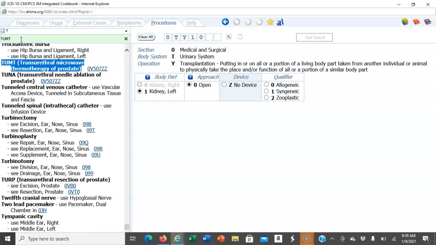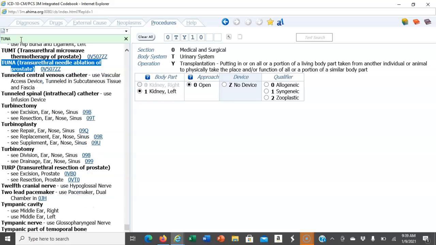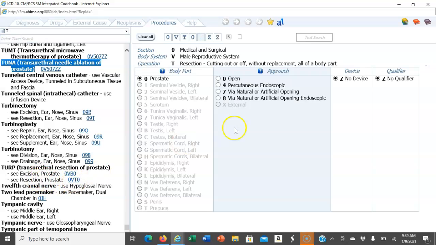Your book talks about a number of other procedures that are performed on the prostate, and you can use these acronyms to find those procedures in the index, which makes it very easy, very handy to do. We're going to look at a TURP in this example in the book. This transurethral resection of the prostate is performed via a cystoscopy going through the urethra, but the cystoscopy is the approach, so it is not coded.